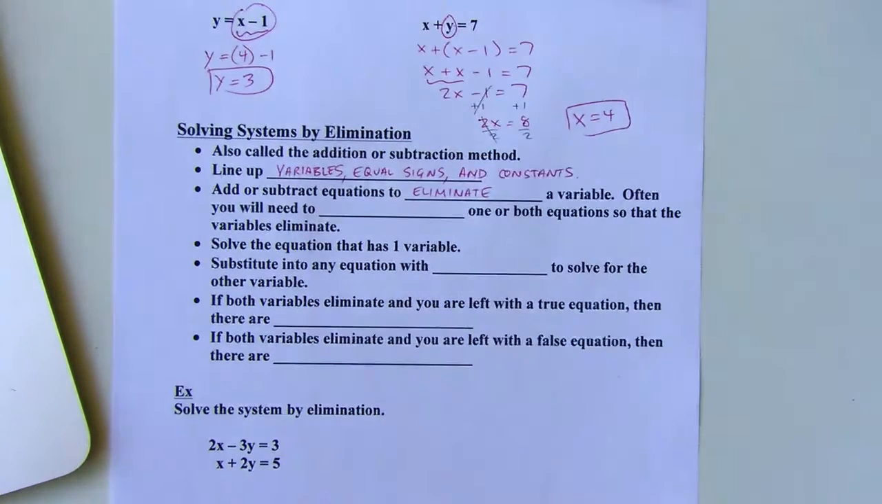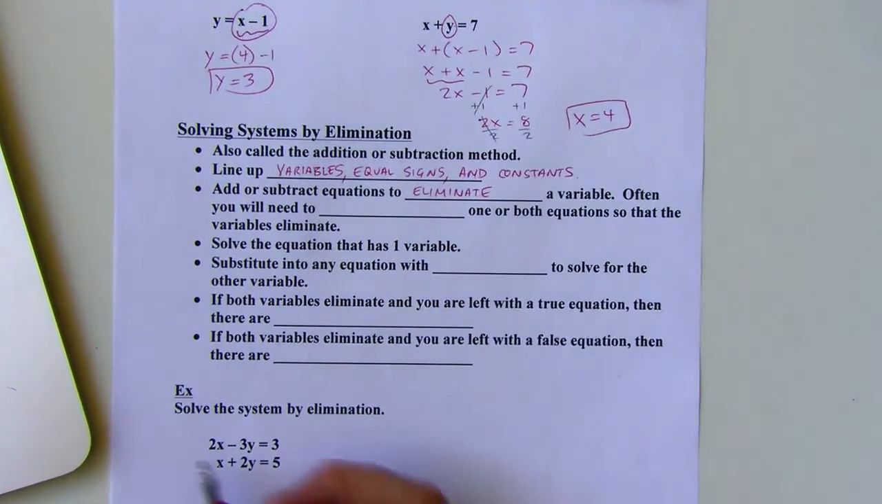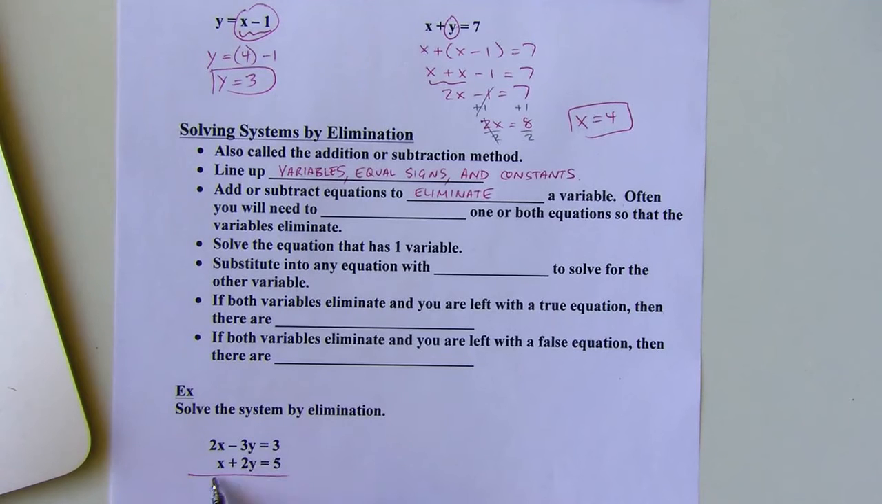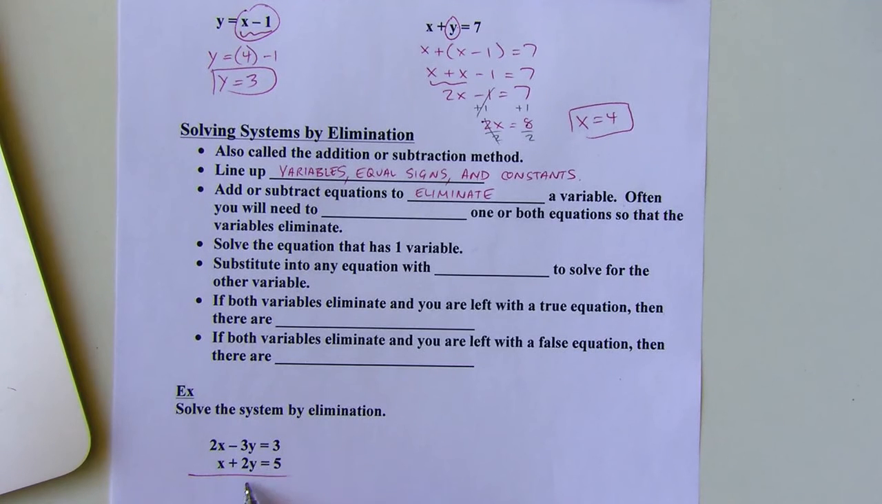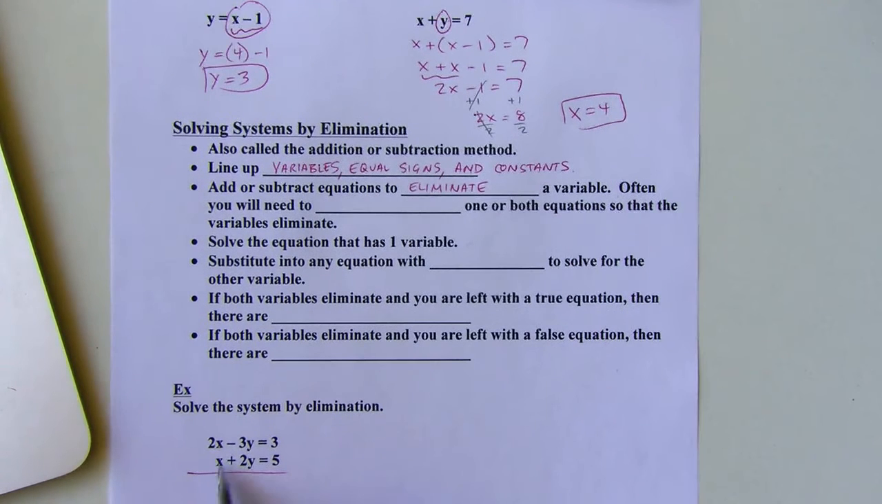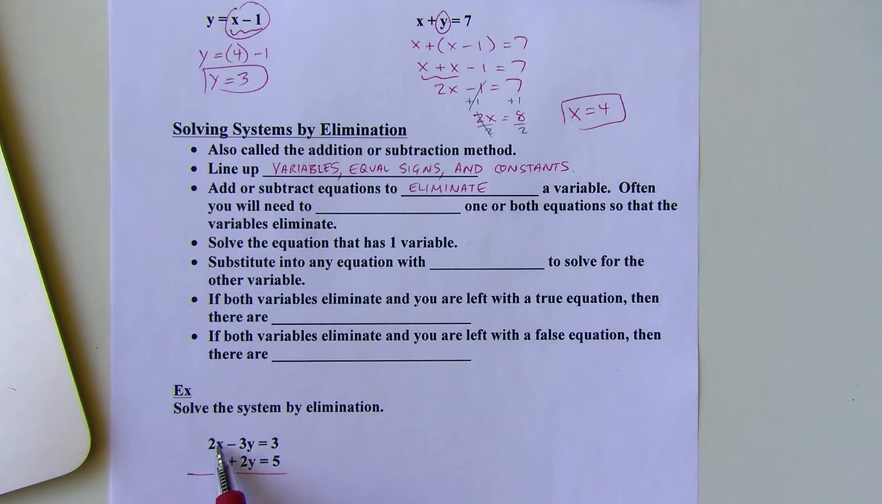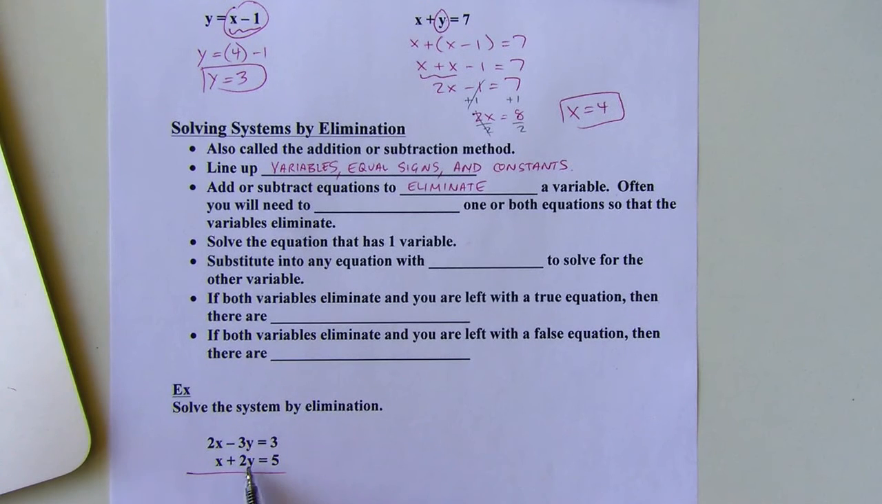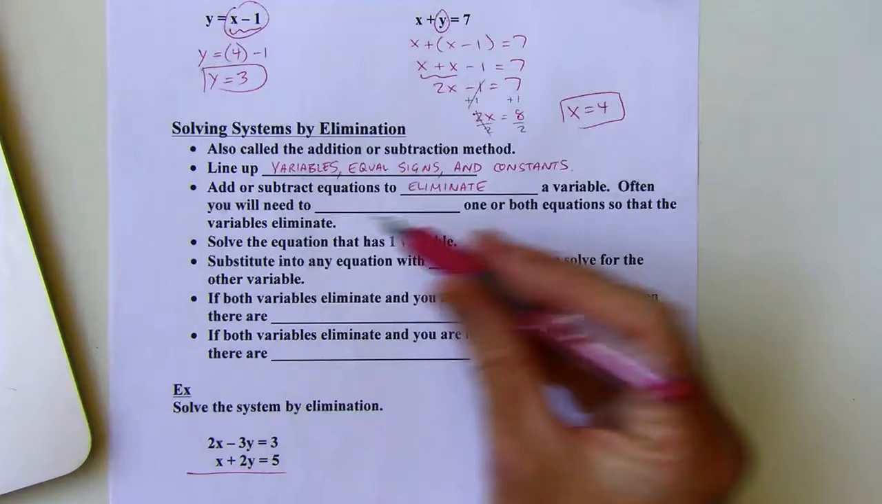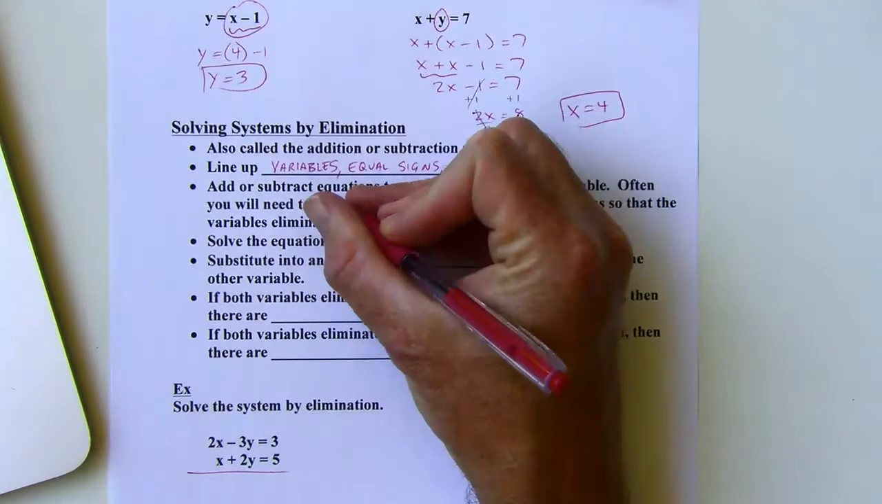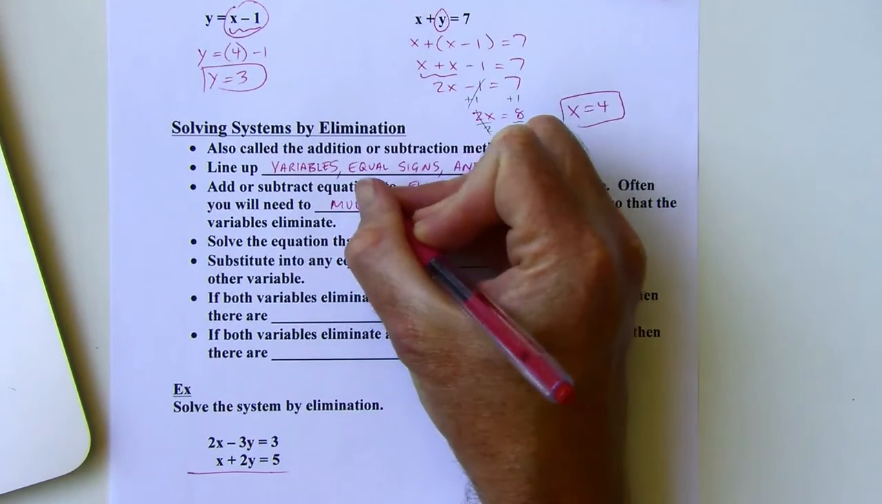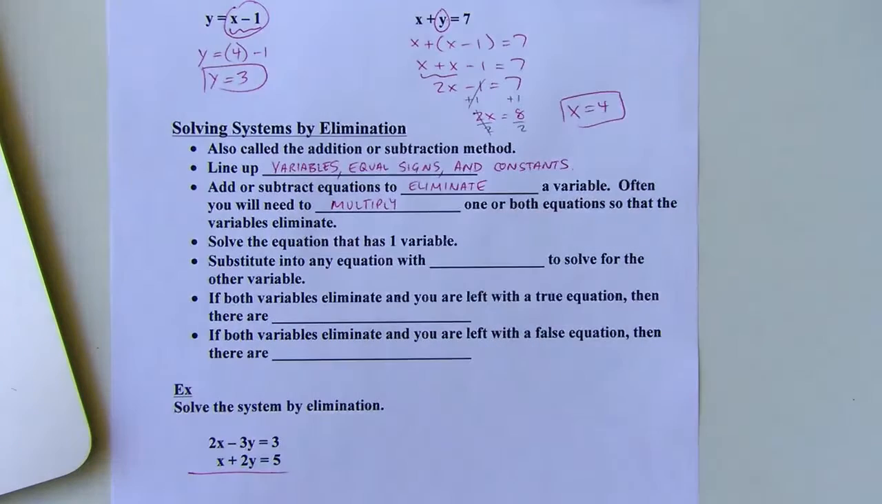Okay? Now when I'm looking at this, if I were to add these two equations together, I'd have 3x, I'd have negative y, and then I'd have 8. So the variables would not eliminate themselves there. Now what if I subtracted? I'd have 2x minus x would be x, negative 3y minus 2y would be negative 5y. It still wouldn't eliminate. So sometimes, often, you will need to multiply one or both equations so that the variables eliminate.